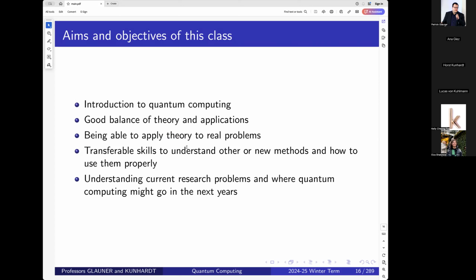So I want to prepare you for this quantum future in this course, so that you're also able to understand new problems that are coming up in the next few years or decades, and that you know when quantum computing is helpful and how to apply it to these problems. And we will also look at some current research problems and think about how quantum computing might evolve in the next few years.